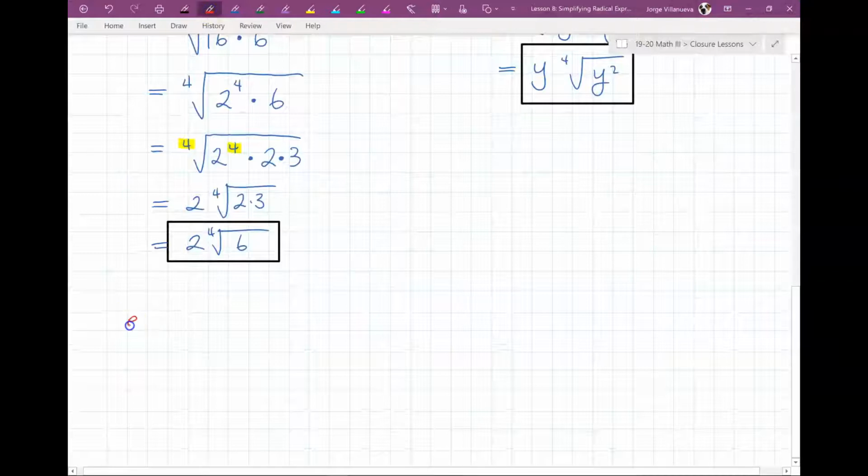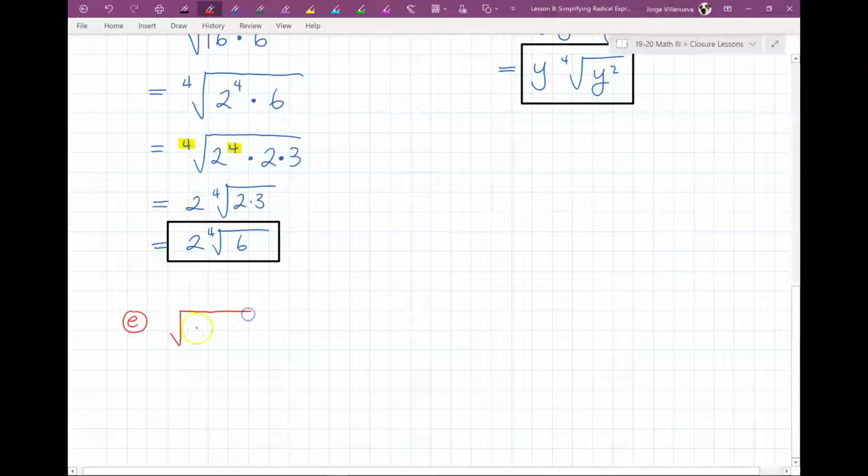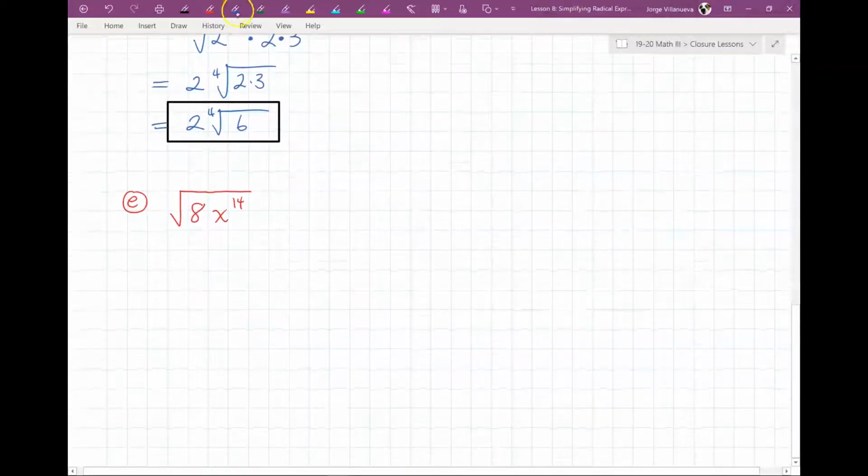So part E, we're going to do the square root of 8x to the 14th. Okay, now I'm going to show you guys a nice little trick for this. It's not so much a trick, it's just using a property, because x to the 14th, that's a lot of things. So I'm going to show you how to do it the long way and the short way. Okay, so again, our index is a 2. There's a little 2 right there.